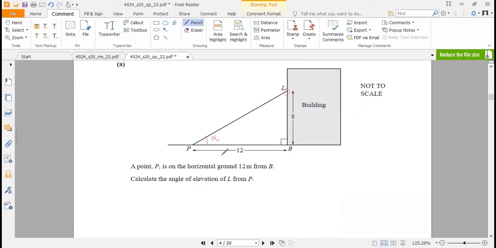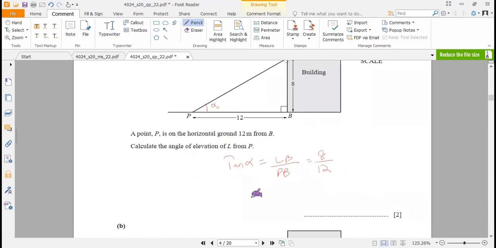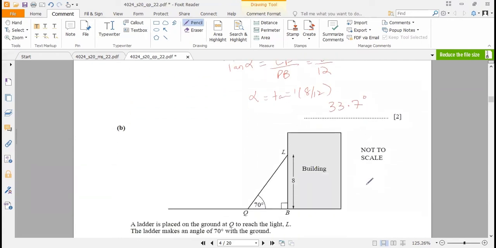Obviously we know that this is a right angle triangle, so we can use SOHCAHTOA. We can use tan alpha equals LB upon PB. The length of LB is 8 and PB is 12. So alpha equals tan inverse of 8 upon 12, which is 33.7 degrees.